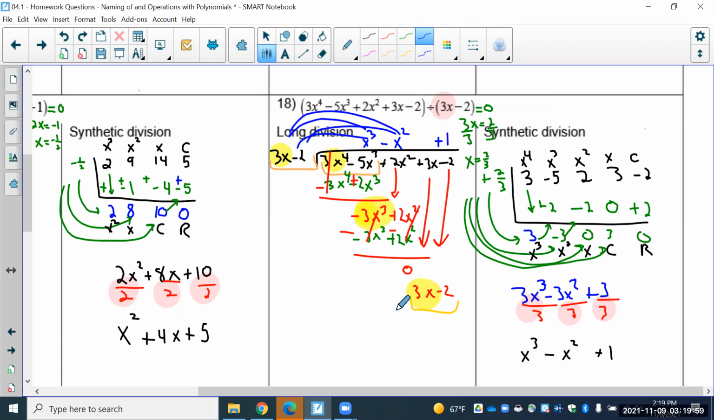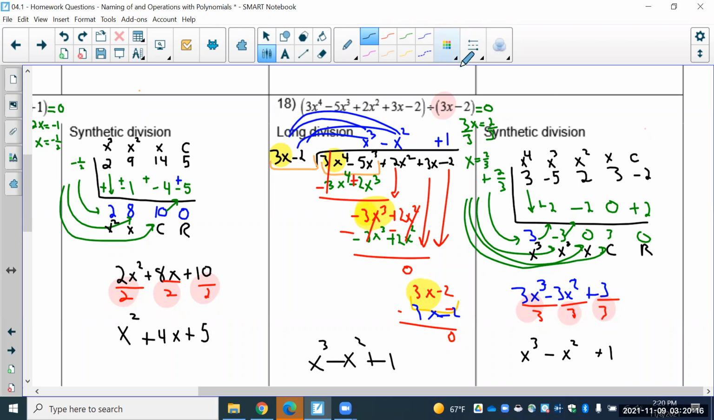And so 1 times 3x is 3x. And then 1 times -2 is -2. And then I subtract these and I end up getting 0. So the actual answer you can see is right there. It's x to the third power minus x squared plus 1, which is what I got here.